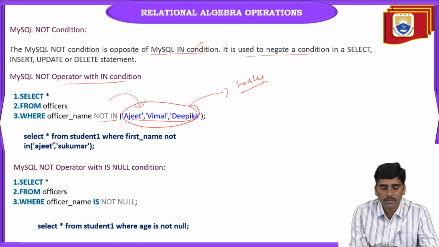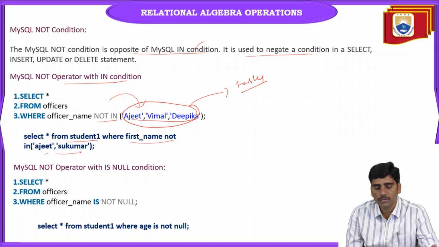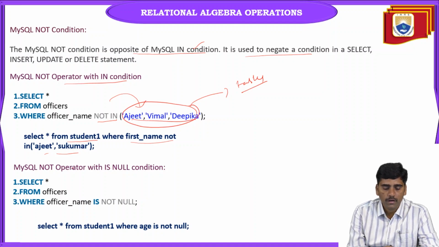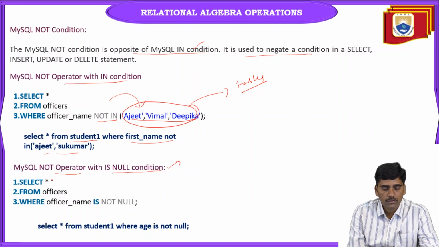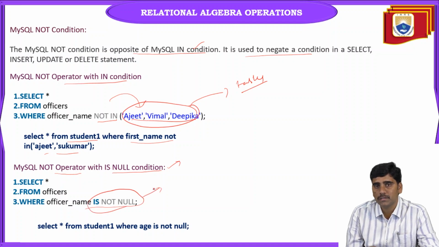So here is an example: select star from student1 where first name not in Ajit, Sukumar. Whoever does not have the first name Ajit or Sukumar will be displayed. So other than Ajit and Sukumar, the first names will be displayed. And the MySQL not operator with the is null condition: select star from officers where officer name is not null.